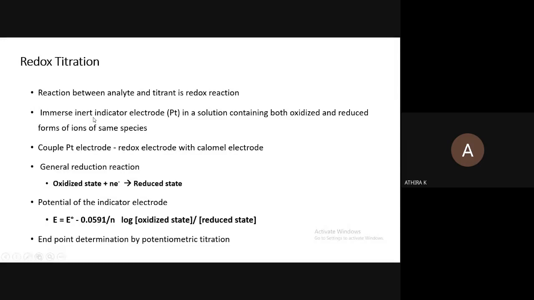We are dipping an inert indicator electrode. You can use platinum. It is dipped in a solution containing both oxidized and reduced forms of ions of the same species.